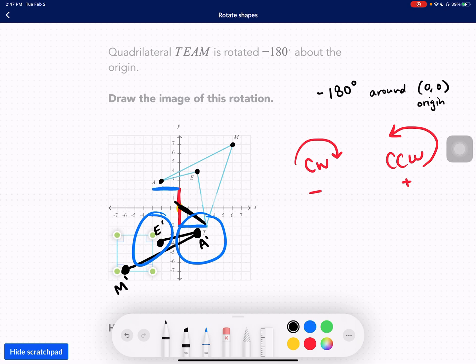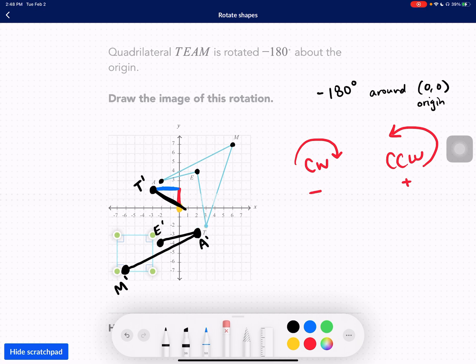So now you can see that our hypotenuse is a straight line. So that's super important whenever you're trying to draw the new point for the triangles, that the hypotenuses are straight lines. Okay. So now my new point for T is rotated 180 degrees around that origin. Our new point here is T prime.